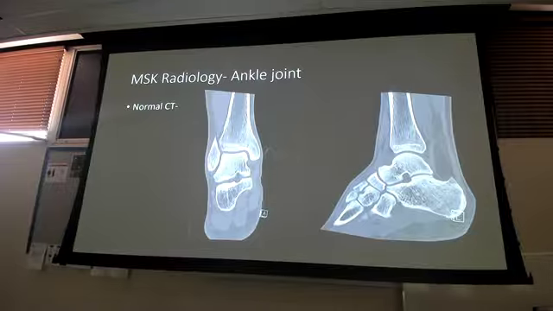CT scan. What kind of slice is this? Coronal. What kind of slice is this? Good. Anybody know what that little center spot in there is? It's called the sinus tarsi. It's a little area in between the calcaneus and the talus that sits there. That is normal. That is not a fracture.